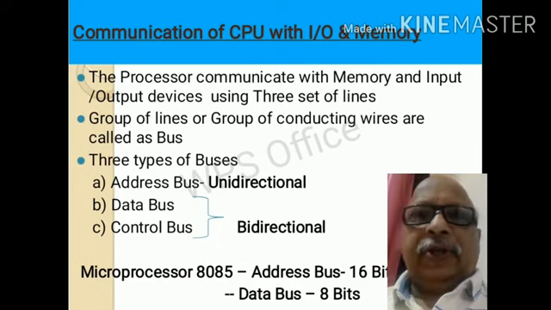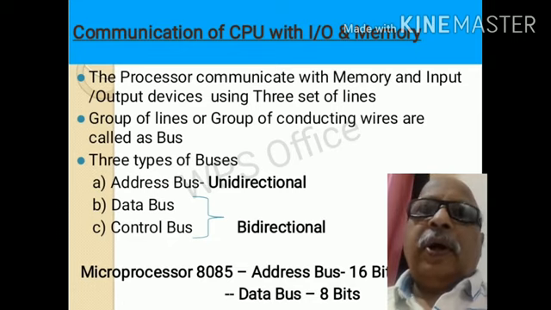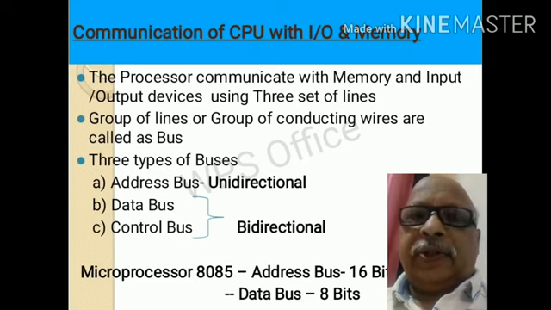The address bus is unidirectional. For example, suppose an input device is there. The input device gives information to the processor, but there is no exchange from the other side. The CPU will not transfer information to the input devices. That is unidirectional. The address bus is unidirectional, and the data bus and control bus are bidirectional. The CPU exchanges information with the memory through a bidirectional bus because it can take information from the storage device and give information to the storage device.